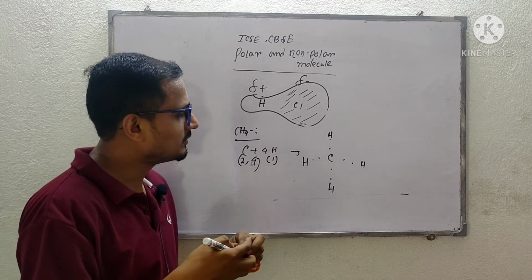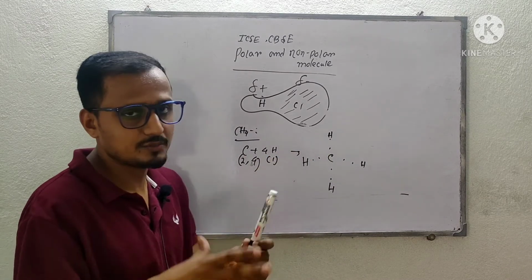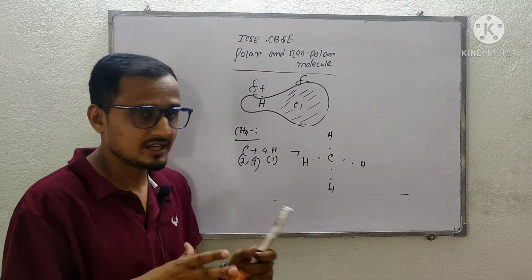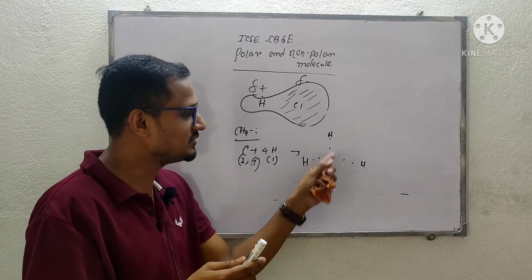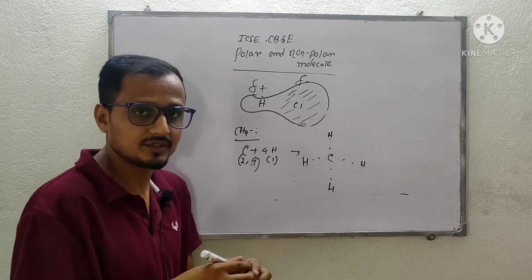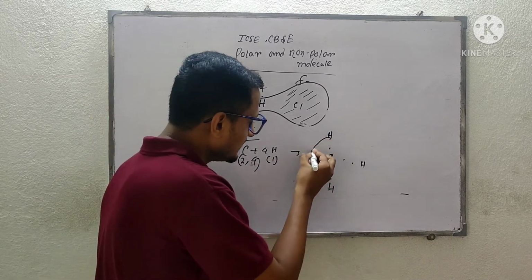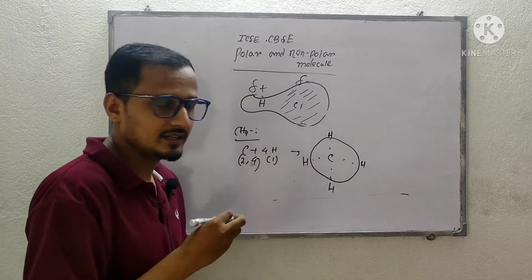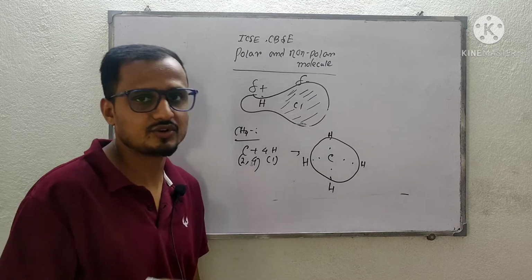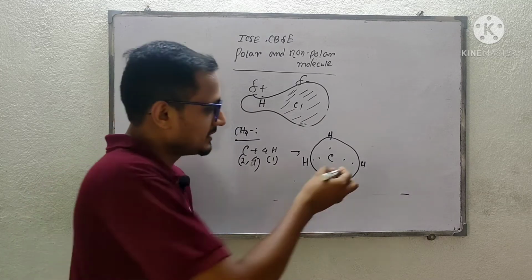Now carbon wants to make the outermost electron configuration 8, so it will not take up fully; it will share. Each hydrogen will share its 1 electron with the carbon to make the 8-electron outermost configuration. Done. Now this hydrogen will have 2 electrons, so it will be stable. So make a circle.